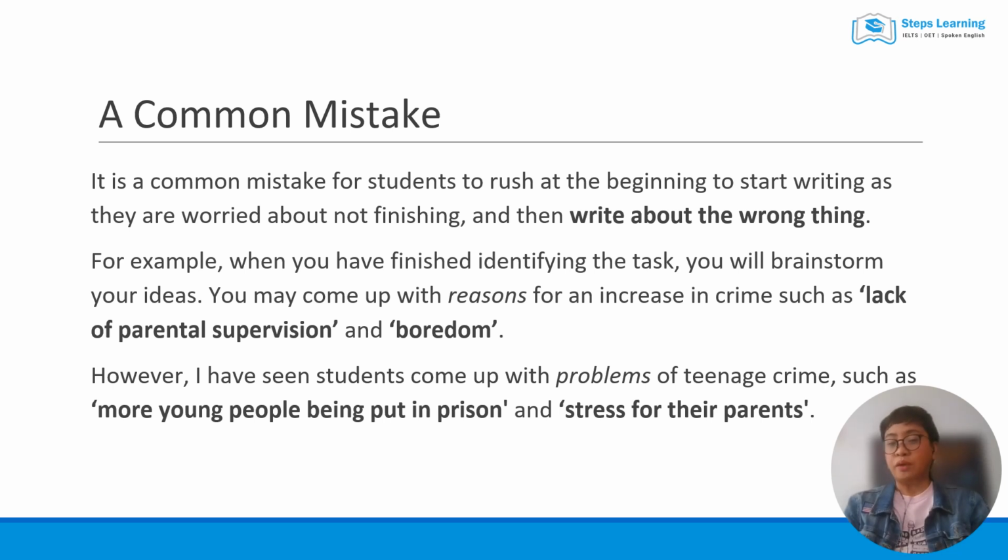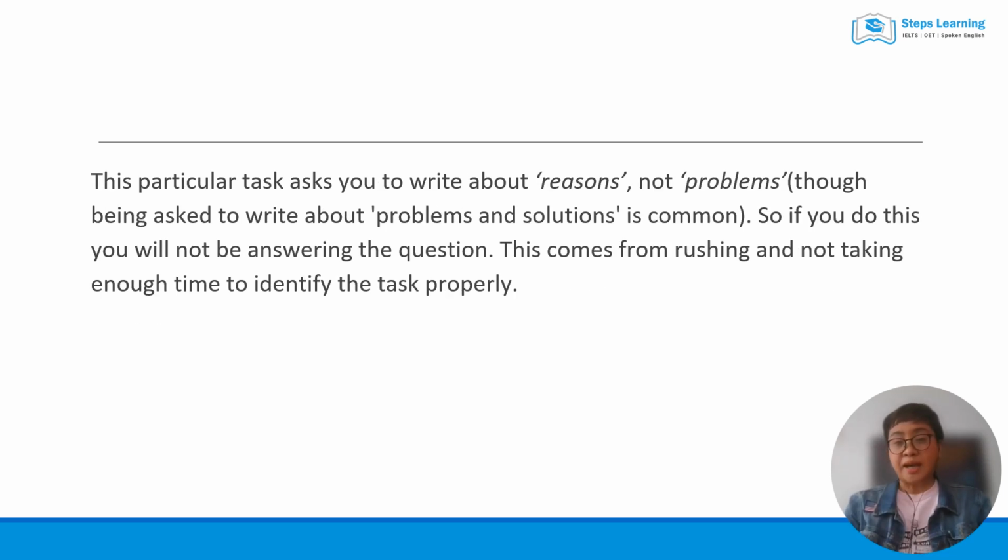For example, when you have finished identifying the task, you will brainstorm your ideas. You may come up with reasons for an increase in crime, such as lack of parental supervision and boredom. However, I've seen some students come up with problems of teenage crime, such as more young people being put in prison and stress for their parents. Now, this particular task asks you to write about reasons, not problems, though being asked to write about problems and solutions is common. So, if you do this, you will not be answering the question. This comes from rushing and not taking enough time to identify the task properly.